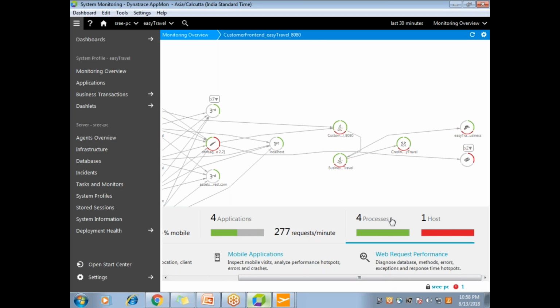And how many processes are running? 4 processes are running. Okay, and I told you, right? A combination of threads and the program is a process. We have clearly discussed it, right? What is a process? A combination of multiple threads along with the program is a process.